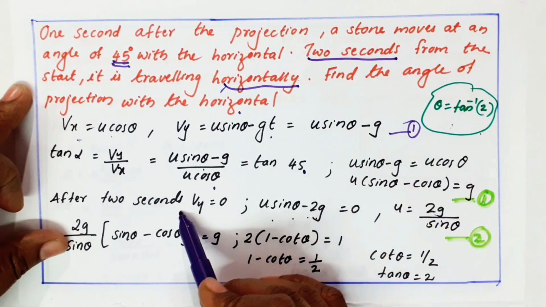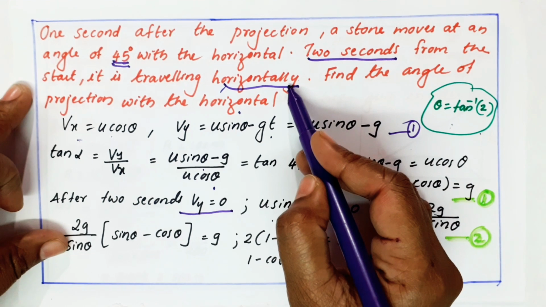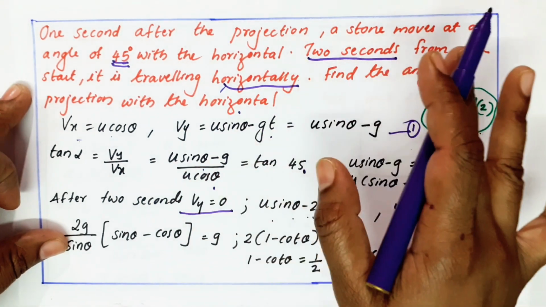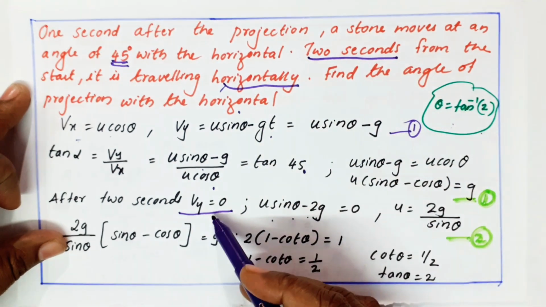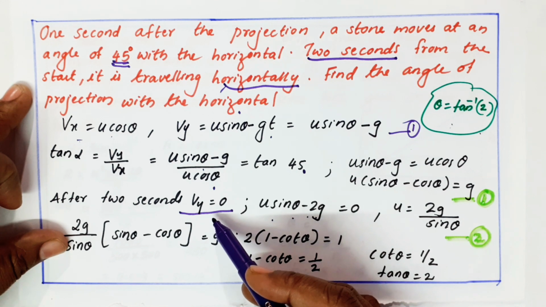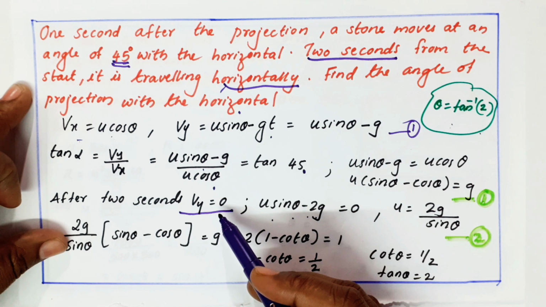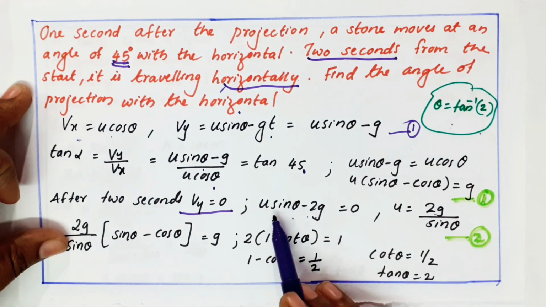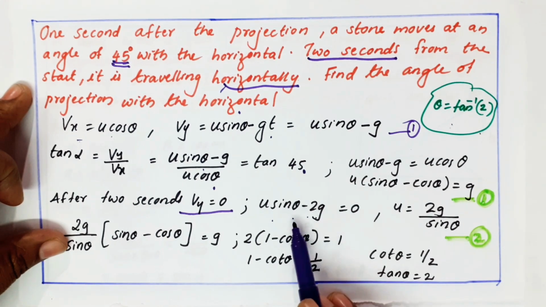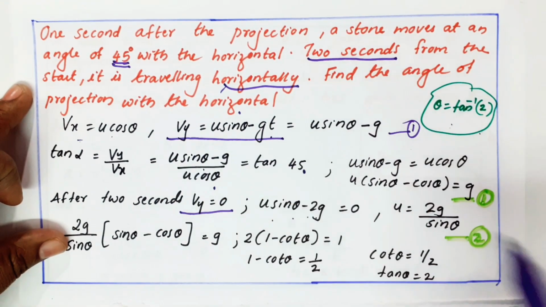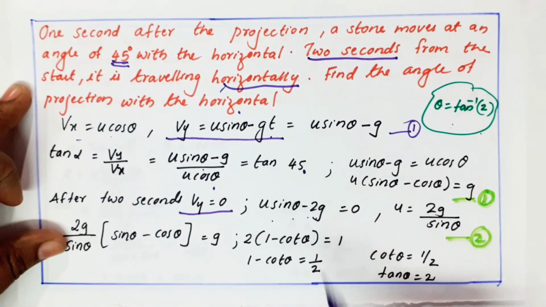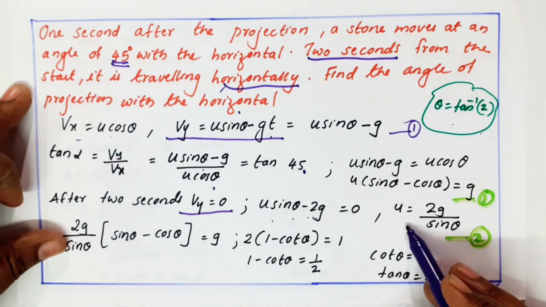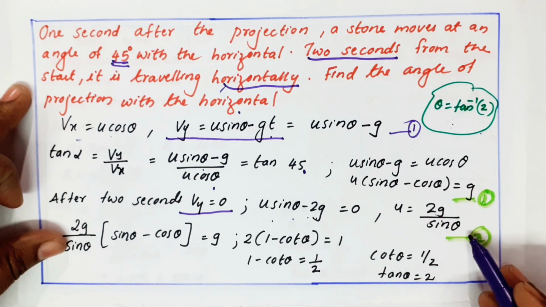Why am I taking this? Because they told in the question that after 2 seconds the body moves only horizontally. It means that its vertical velocity at that point is 0. Understood? The body is traveling along horizontal means at that point vertical velocity is 0. So I am using the vertical velocity equation u sin theta minus 2g. Because I am using this equation, t I am taking as 2. From that I got the value of u equals 2g by sin theta.